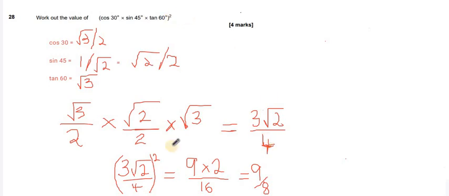You square all of that. 3 squared, 9. Root 2 squared, that's 2, so that's 9 times 2, and 4 squared, 16. So 2 here, 1, 2 here, 8. So you end up with 9 over 8. And we're done.